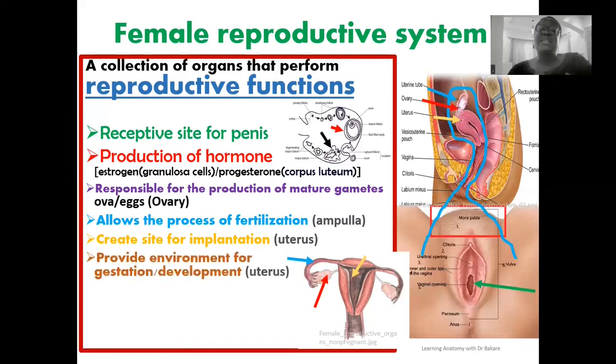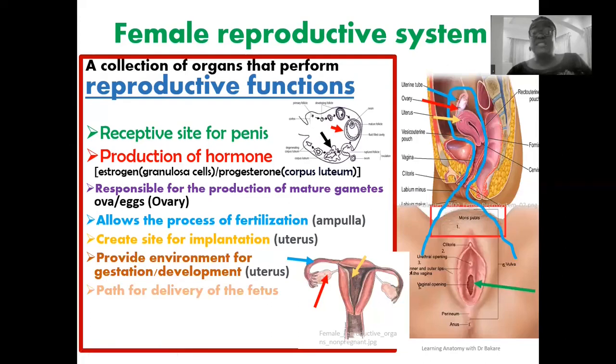Then the next one is that they provide a conducive environment for gestation and also further development of the implant. So after implantation in the uterus, there's also further development into the normal human form. And of course, it is within the uterus that this process would occur. So the uterus also is creating a conducive environment for the development of the implant.